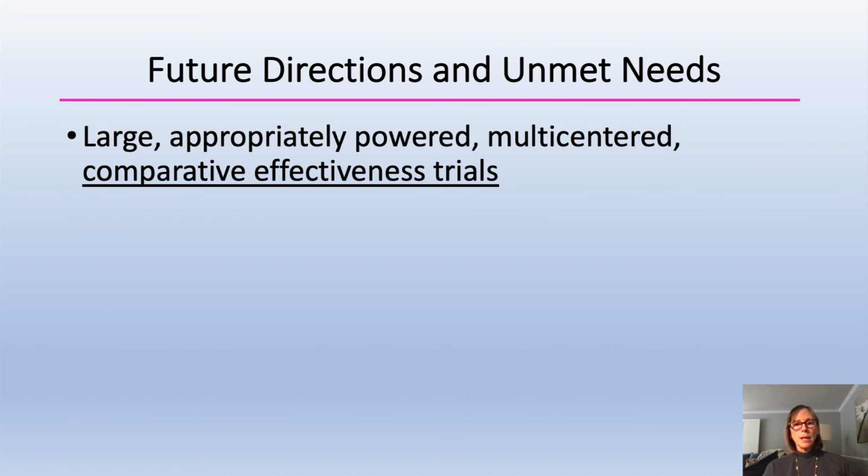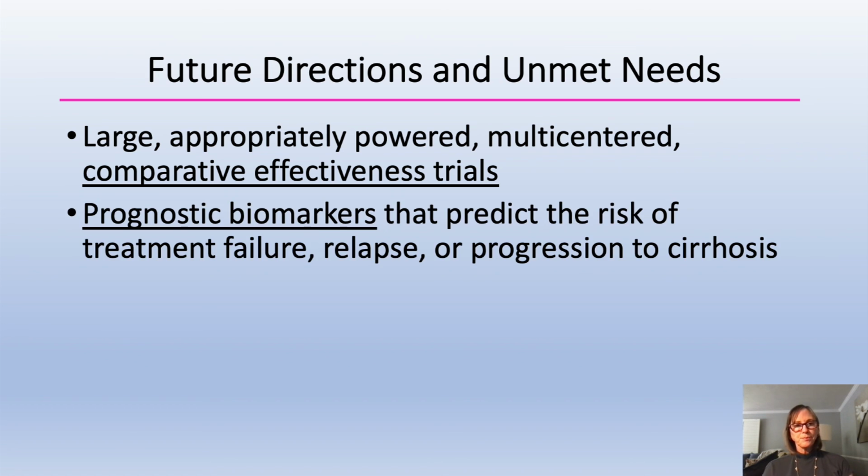So where do we go from here? The creation of the guidelines showed us that there are many unmet needs in autoimmune hepatitis that warrant future research. First, we need more large, appropriately powered or numbered, multi-centered comparative effectiveness treatment trials where we are able to compare one drug against another and determine, based on having a big enough group in those trials, if one drug is superior to the other.